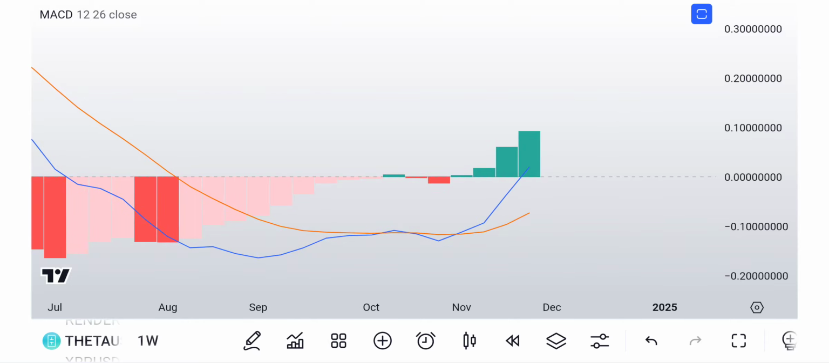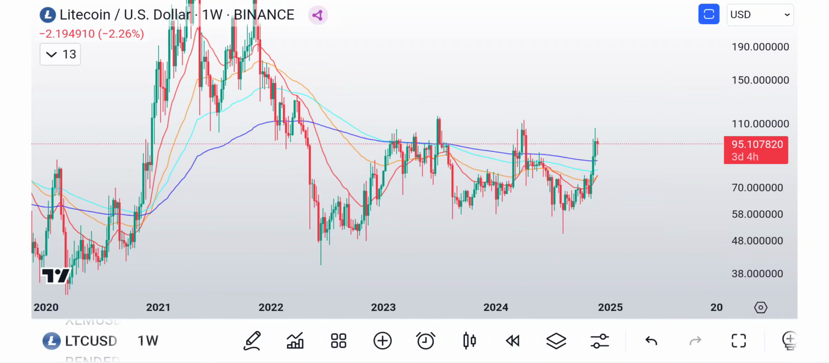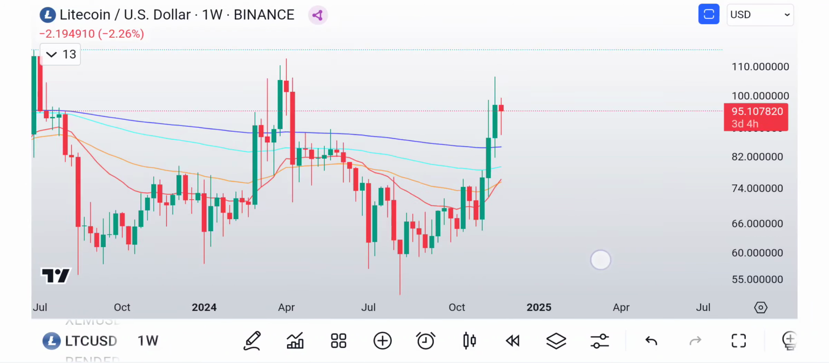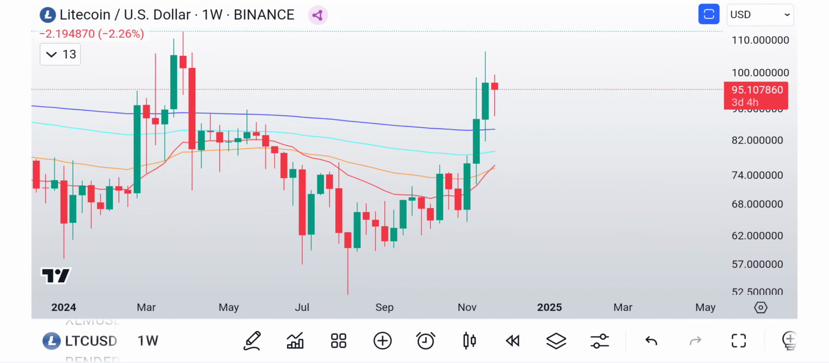We got the cross. I'm waiting for this one to cross above the 0. We already got this one to cross above the 0, so we get the bigger histograms. Yeah, so we got plenty of upside to go. Now you guys kind of have to see some other charts, for example Litecoin. We're not really there yet, right? We're getting there, but we're not there yet. Here's a good example of a chart that's not quite there. You can see the 20 crossing above the 50.